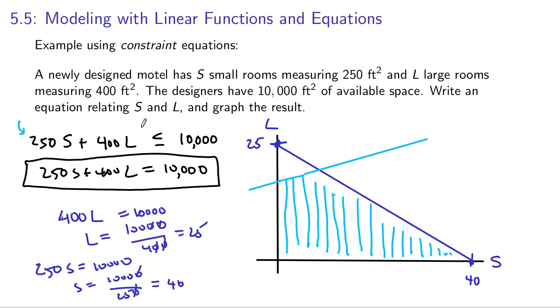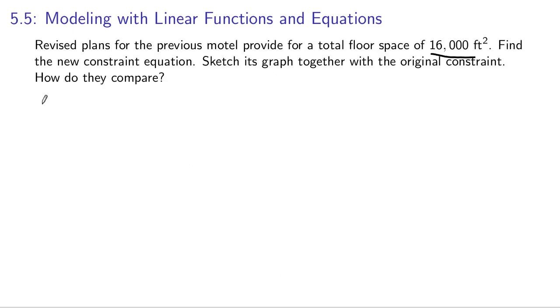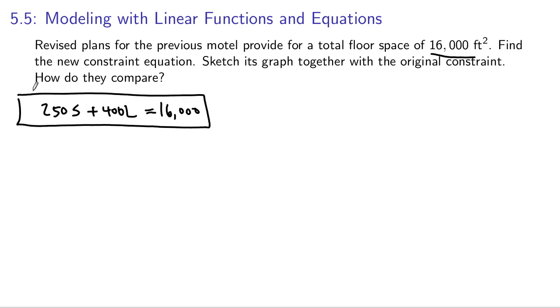So the new one, instead of 10,000, we have 16,000. 250 small plus 400 large equals 16,000. Okay, that was easy. Find the new constraint. Done. Sketch its graph together with the original. So let's go back and sketch the new graph.